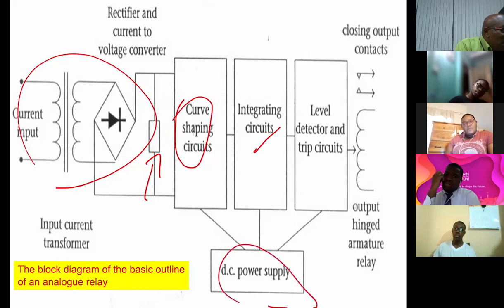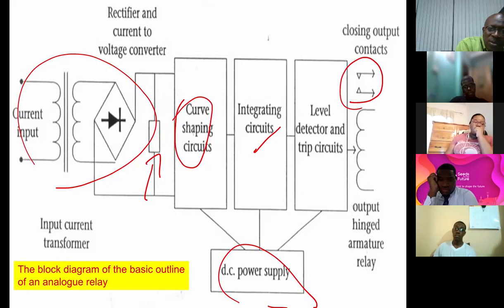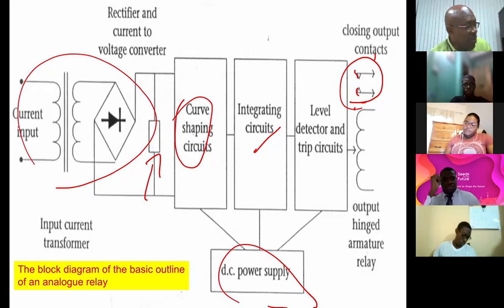Of course, you have to power all of that. And then over here is where you now have the contacts. So the actual fault current doesn't flow through the relay. The contacts then close the circuit for you to trigger or to operate your circuit breaker. So that's the basic structure of your analog relay.